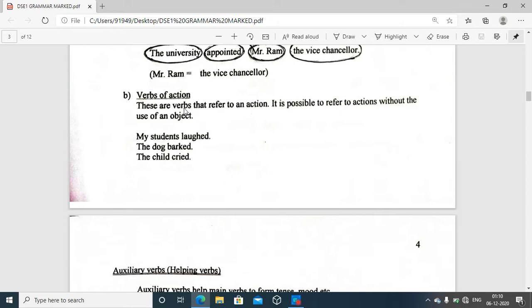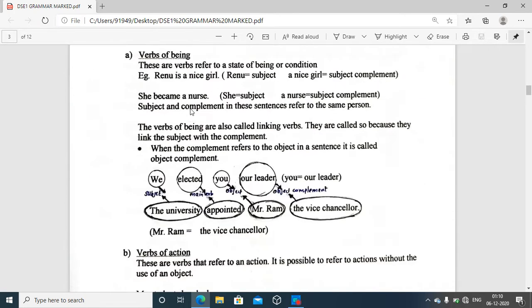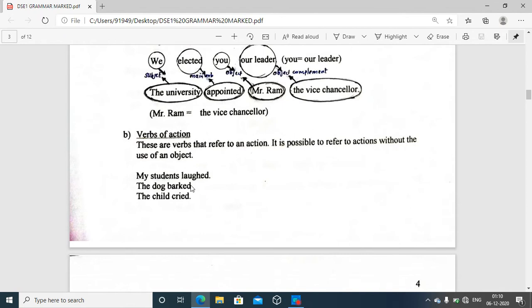These are verbs that refer to an action without the use of an object. My students laughed. No object needed. No additional support needed to complete the idea, to get the sense. The dog barked. Completed action in itself. There is no object needed. So these are verbs of action in the intransitive category, the second type, apart from verbs of being, verbs of action without having any object.